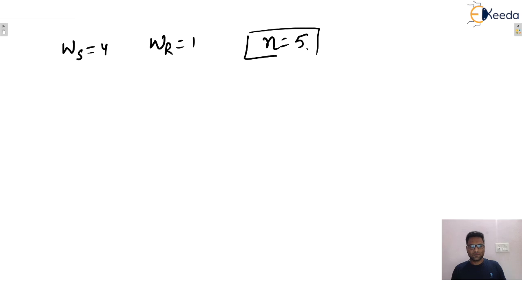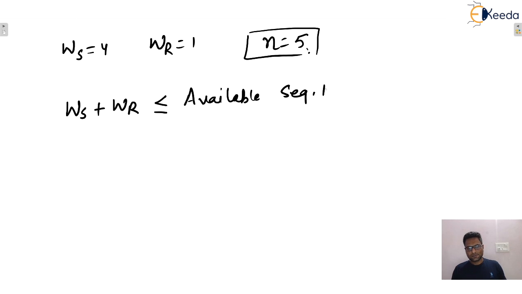So here the sender window size is 4, the receiver window size is 1, then at least 5 sequence numbers are required, isn't it? So we can say that sender window size plus receiver window size must be less than or equal to the available sequence numbers, in short ASN. If available sequence numbers are 5, then sender window size plus receiver window size must be less than or equal to 5. Okay, I hope this one is clear to everyone.